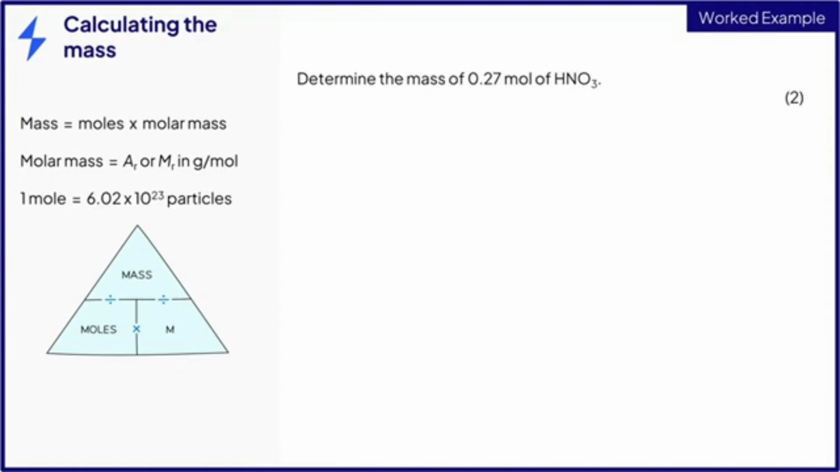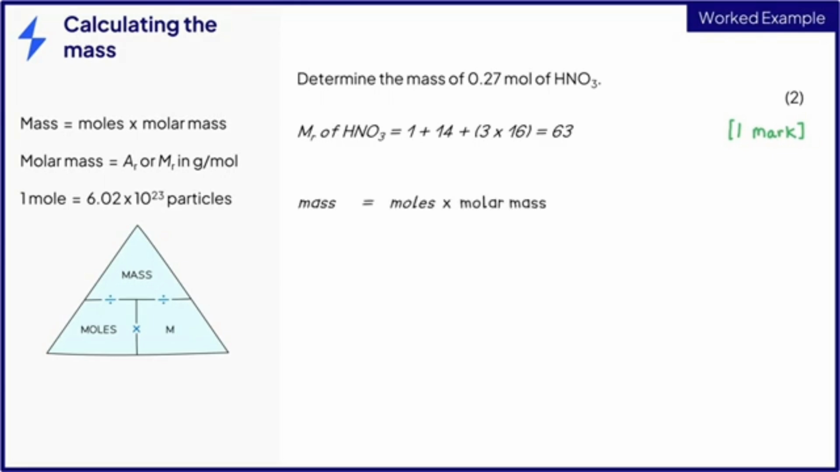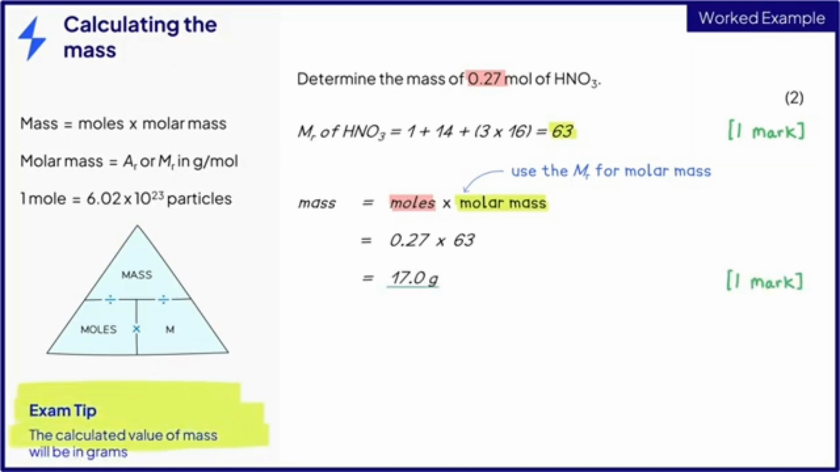In this question, you need to calculate the mass of a substance, and you are given the amount of substance in moles. As with the previous question, the first step is to calculate the value of the relative formula mass. Nitric acid contains 1 atom of hydrogen, 1 atom of nitrogen, and 3 atoms of oxygen, which gives the value to be 63. Next, write the necessary equation. The number of moles is given in the question, and we can use the value of the relative formula mass for the molar mass. Substituting in these values, we can then calculate the final answer. Remember that when you use this equation, the mass will be given in grams.